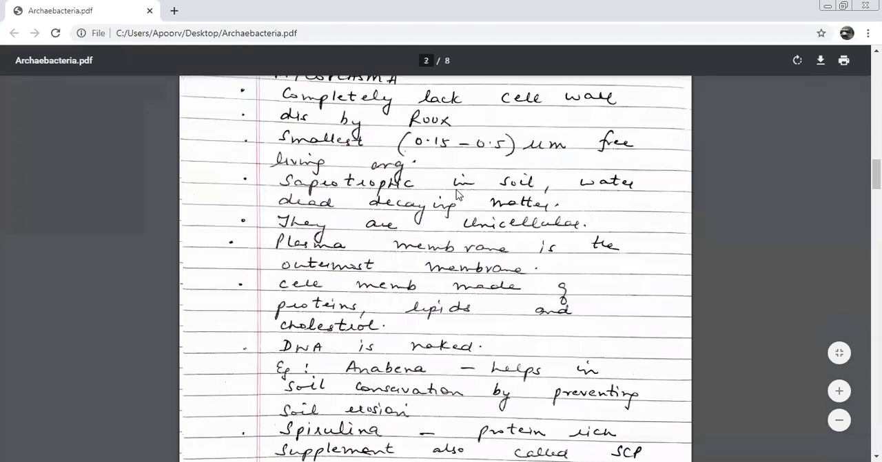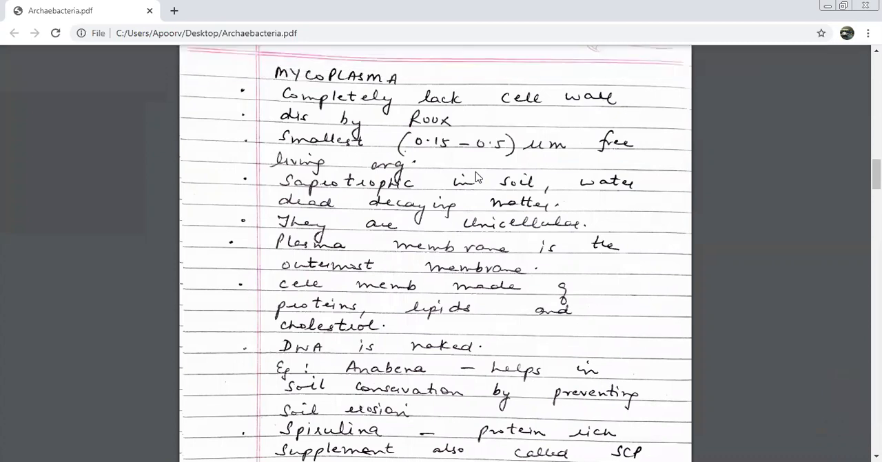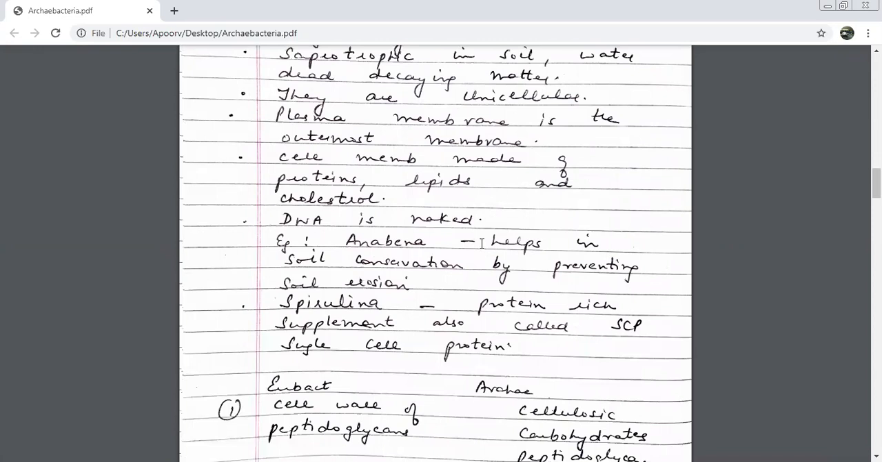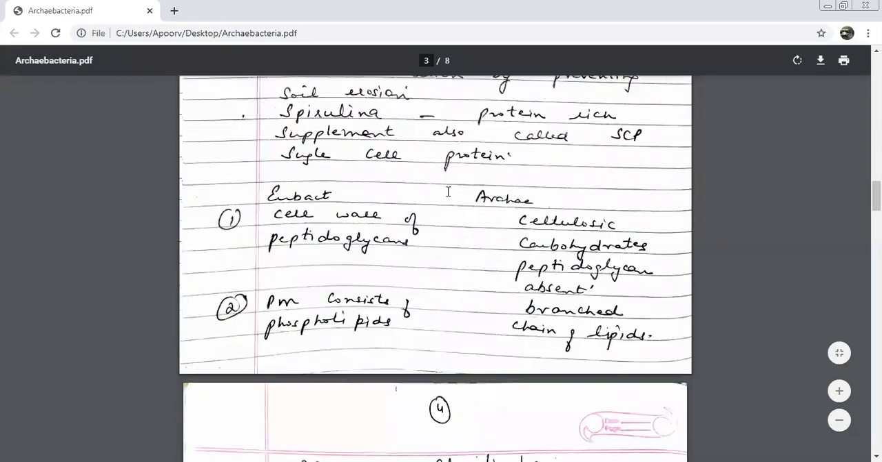Lastly, we talked about mycoplasma. They are the smallest ones. They do not have a cell wall. They were discovered by Nocard and Roux. They are unicellular. The outer membrane is always plasma membrane. They never have a cell wall, beta. Then we talked about two very important ones, Anabaena, which helps in what? Preventing soil erosion. Good. And the last one is spirulina, which is used as? Protein supplement. Excellent. Then finally, we talked about two differences.